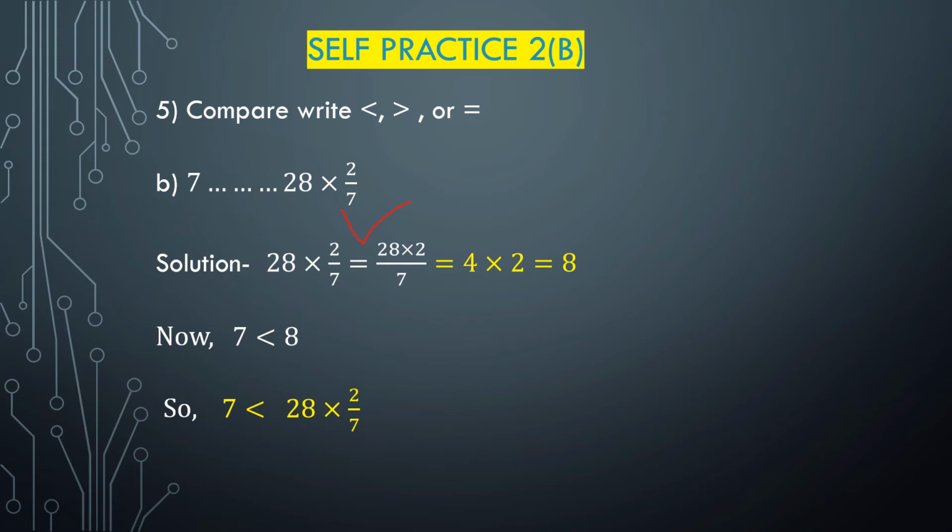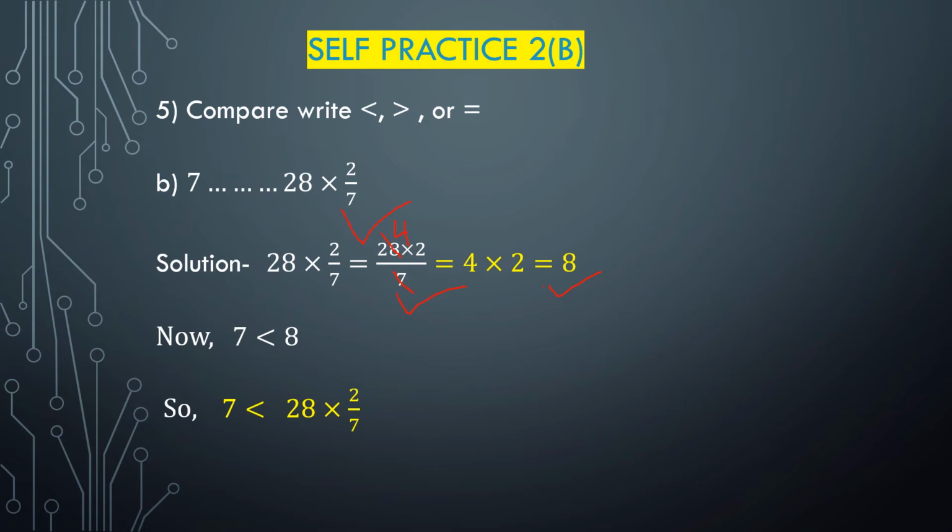So 28 multiplied by 2/7: the product of a whole number and a fraction is the product of the numerators divided by the product of the denominators. That is 28 multiplied by 2 divided by 7. We can cancel 7 and 28 with 4. So 4 multiplied by 2 is 8. We get RHS is 8.